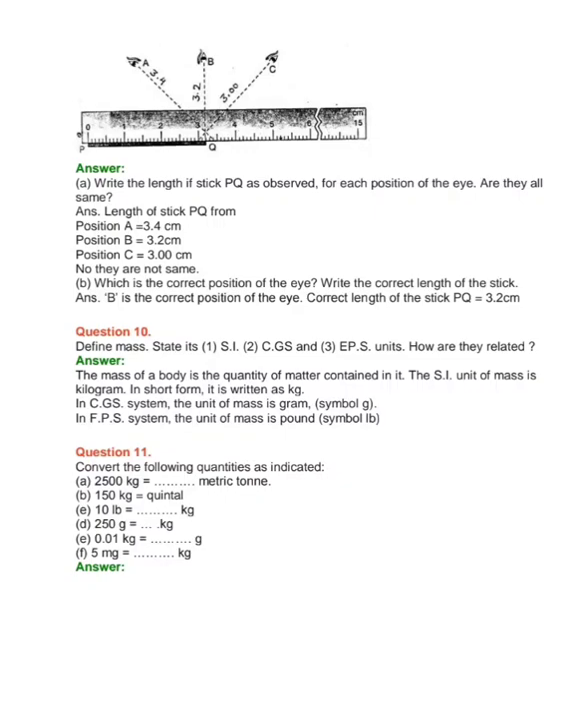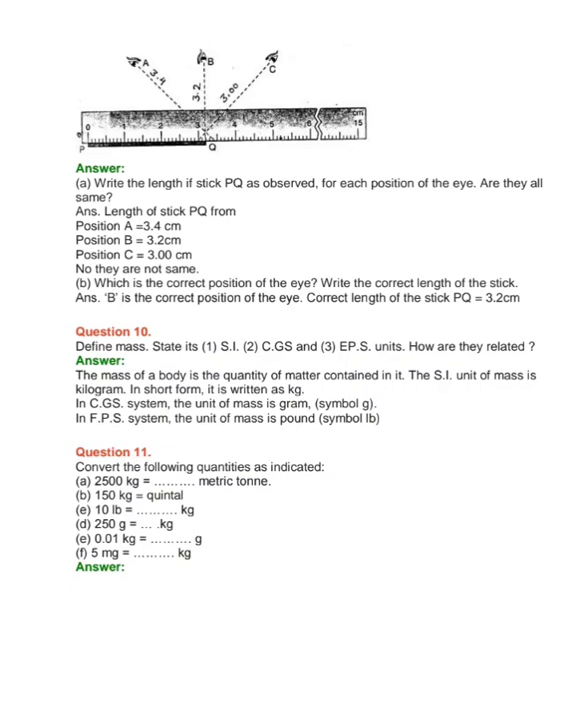Now the question is, write the length of stick PQ as observed for each position of the eye. Are they all same? Answer. Length of stick PQ from position A is equal to 3.4 cm. Position B is equal to 3.2 cm. Position C is equal to 3 cm. No, they are not same.